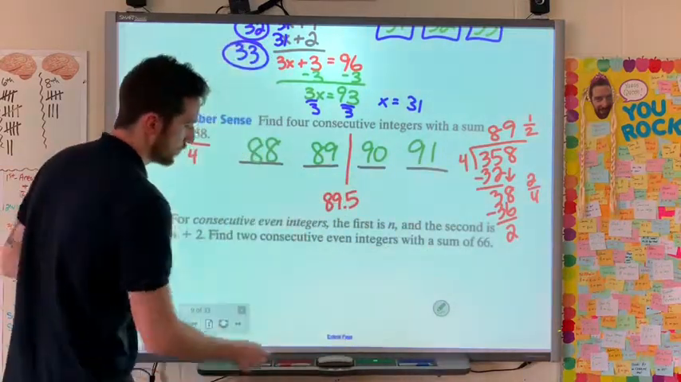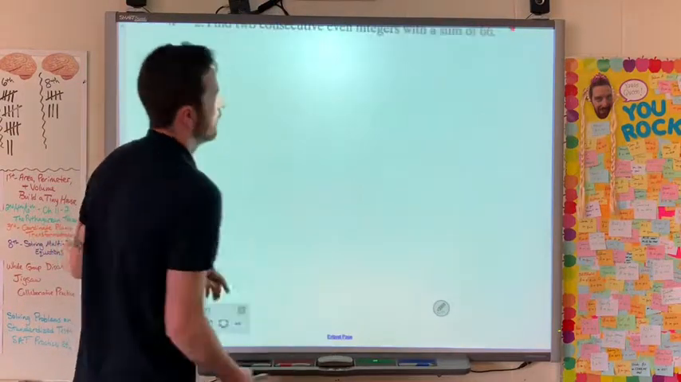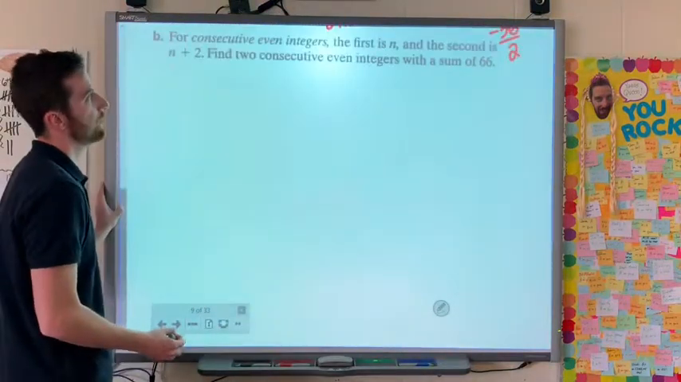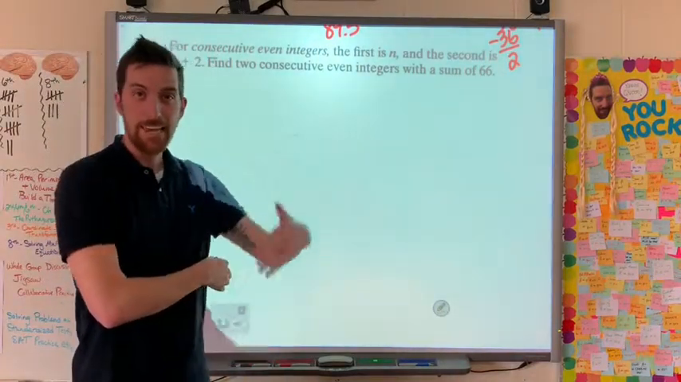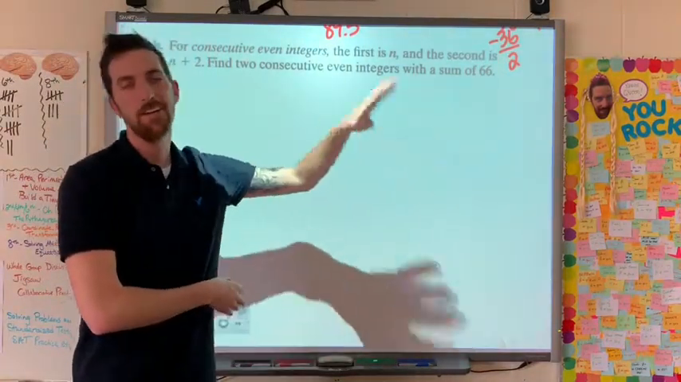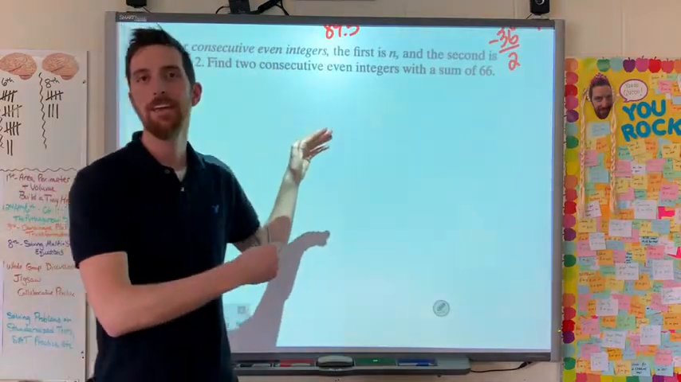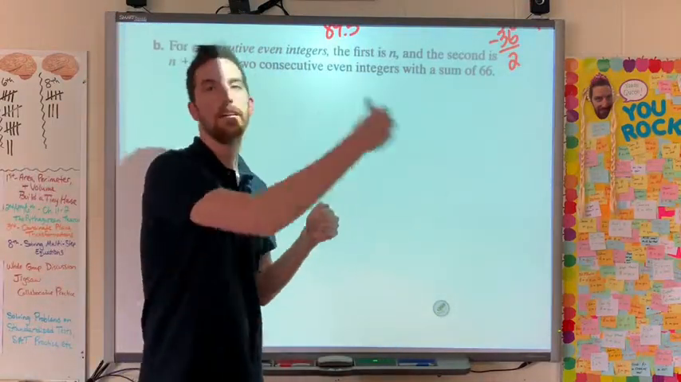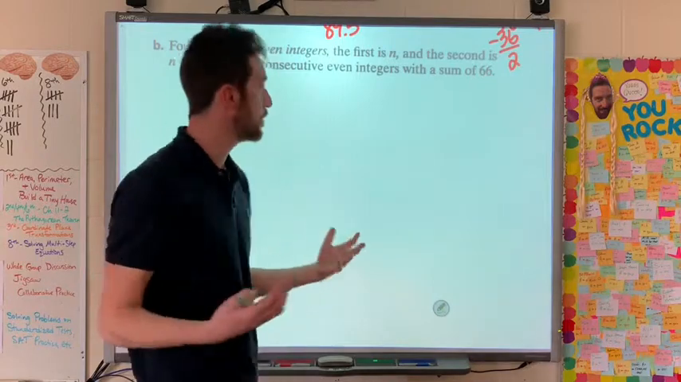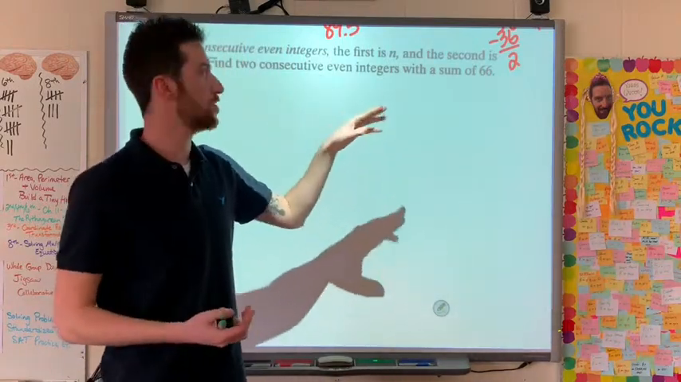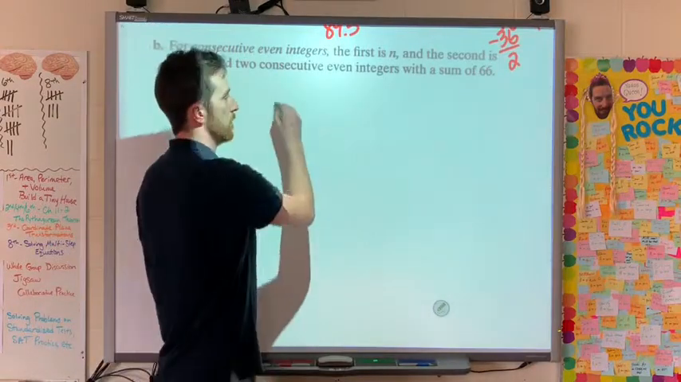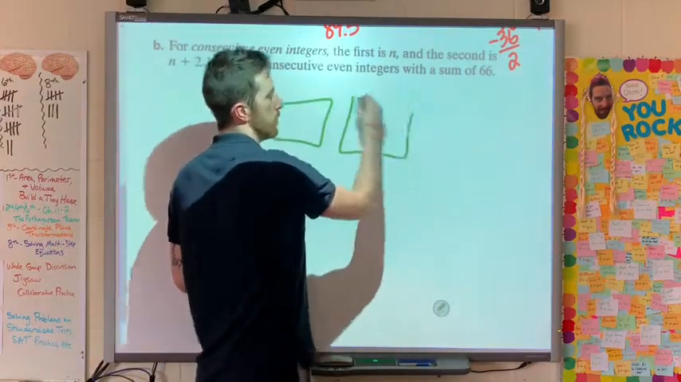All right, check this one out down here. Whoa! For consecutive even integers like 10, 12, 14, they're gonna say you can call the first one n, then the next one is n plus 2 and n plus 4. But we can do our same little trick. We are looking for 2 consecutive integers that give us 66. I'm looking for 2 numbers.